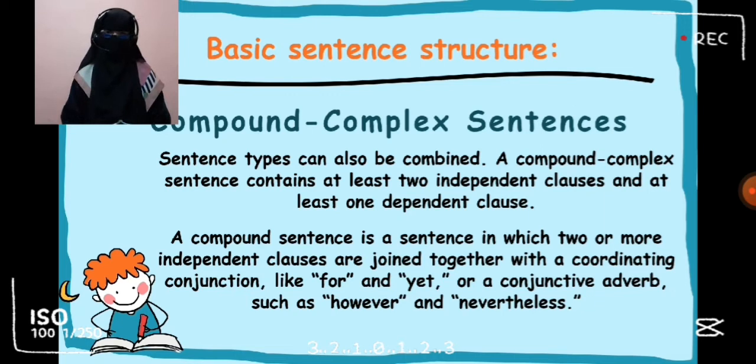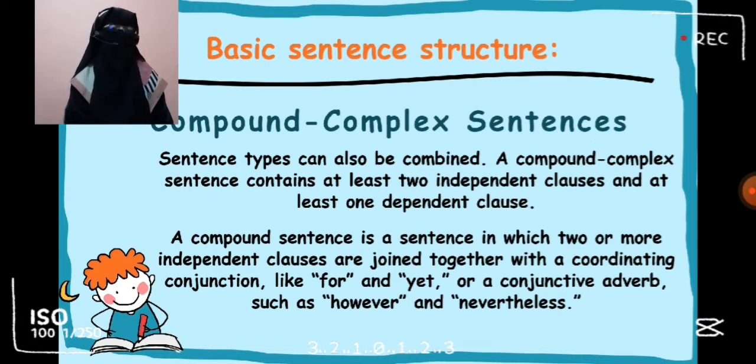A compound sentence is a sentence in which two or more independent clauses are joined together with a coordinating conjunction like for and yet, or a conjunctive adverb such as however and nevertheless. A complex sentence is a sentence that has one independent clause and one or more subordinate clauses that modify the main subject or verb of a sentence.